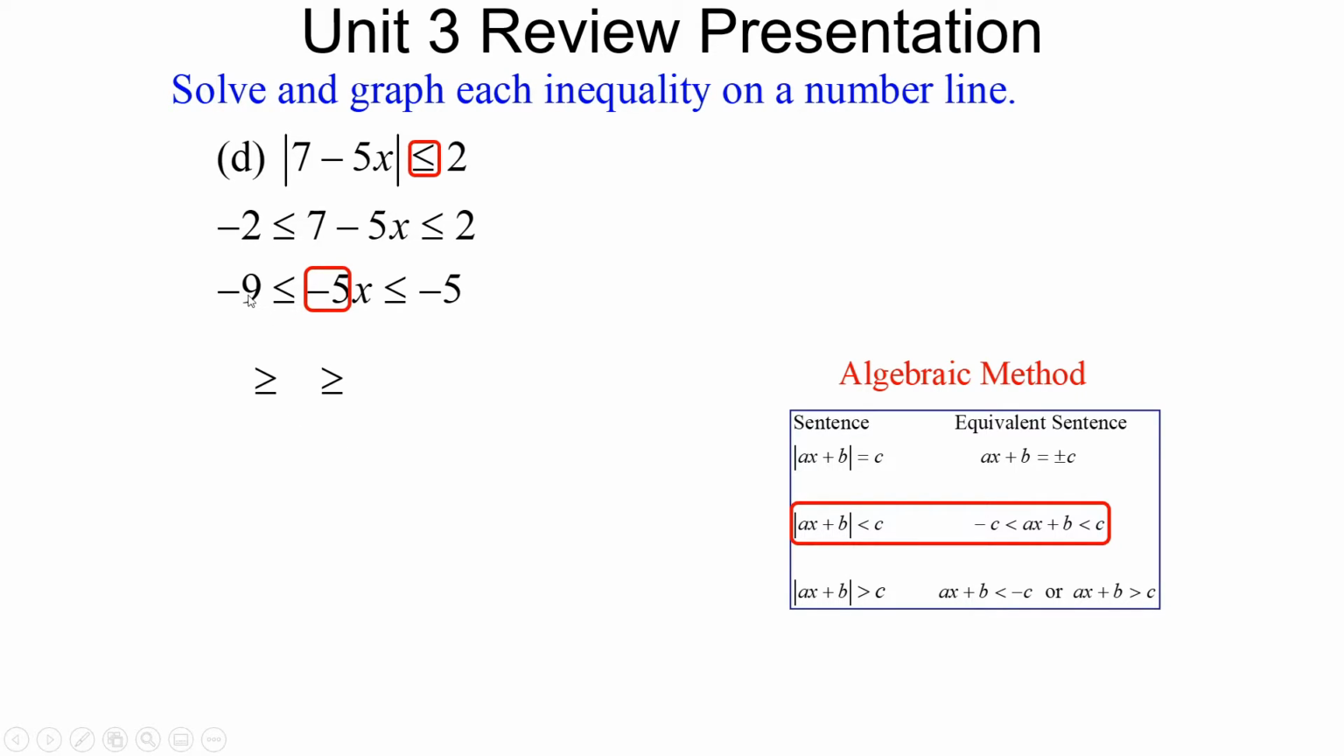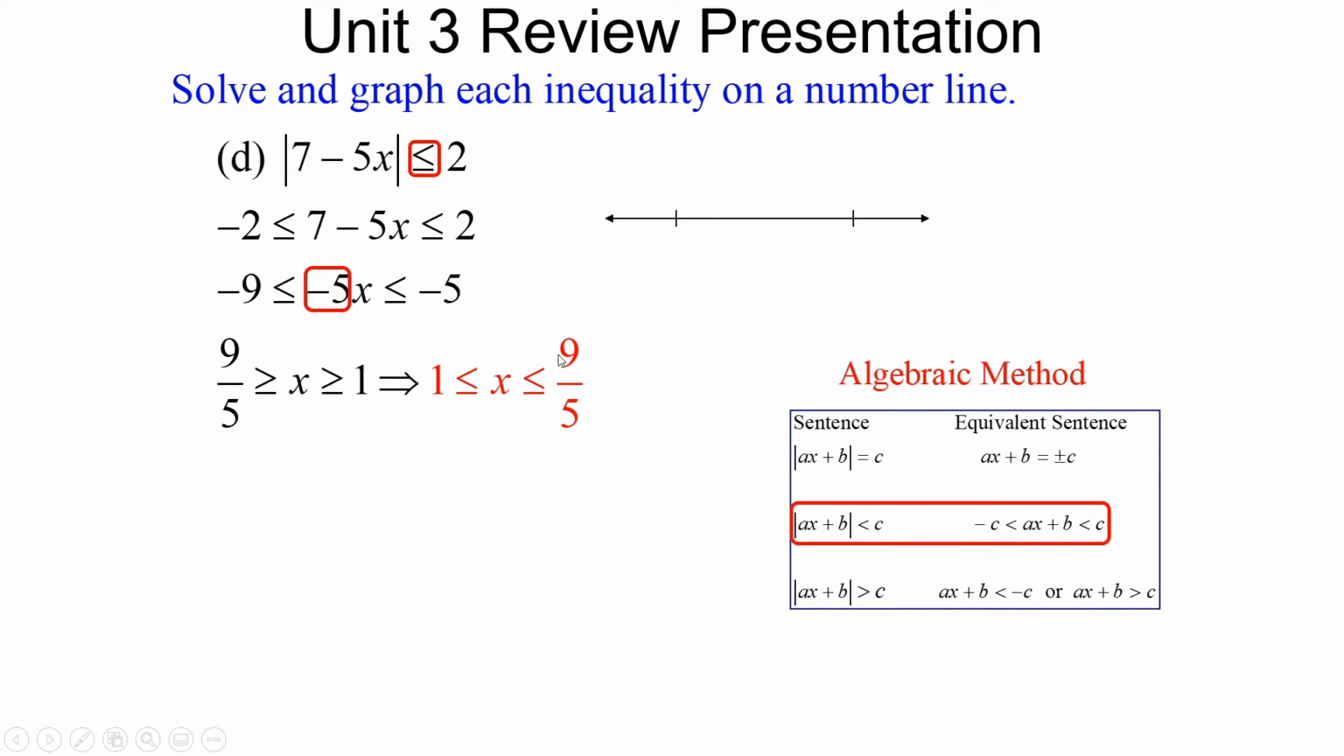And then -9 divided by -5 is 9/5. -5x divided by -5 is x. And -5 divided by -5 is 1. Now, you can't leave a double inequality like this going the wrong direction, so let's write this like this. Read it from right to left. 1 is less than or equal to x, and x is less than or equal to 9/5. You never want to write these backwards like that. Okay? Now, let's just graph this from here.